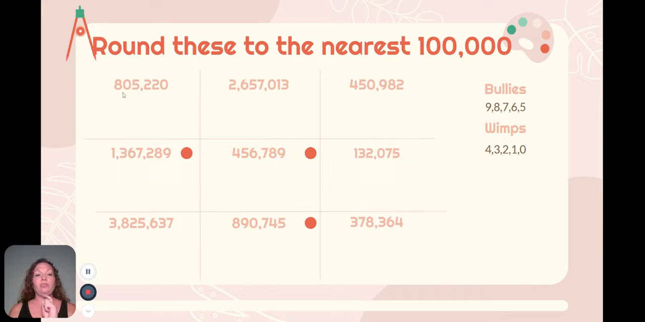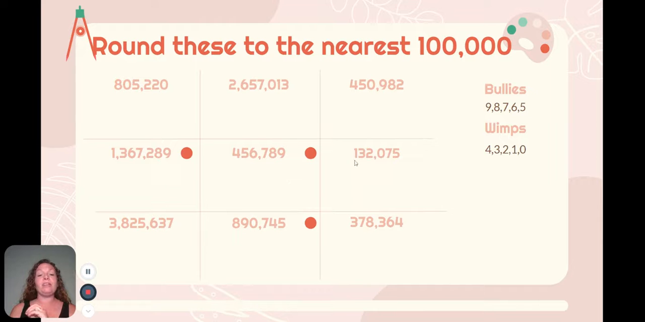So in the first one, you're looking at the 8, and then you have to decide if the 0 is a bully or WIMP. In the next one, you're looking at that 6, and you need to decide if that 5 is a bully or WIMP. In the next one, you're looking at the 4, and you have to decide if that 5 is a bully or a WIMP. Then you're looking at the 3 and deciding if the 6 is a bully or WIMP. And then you're looking at the 4 and deciding if the 5 is a bully or a WIMP.